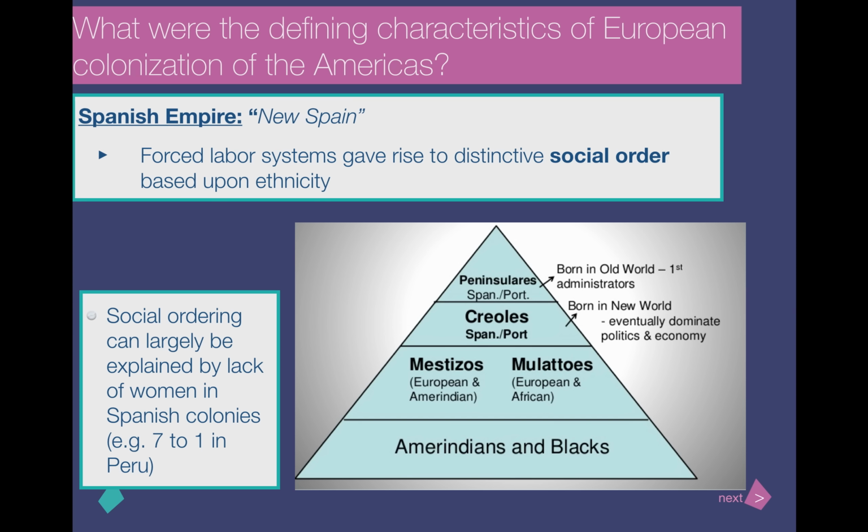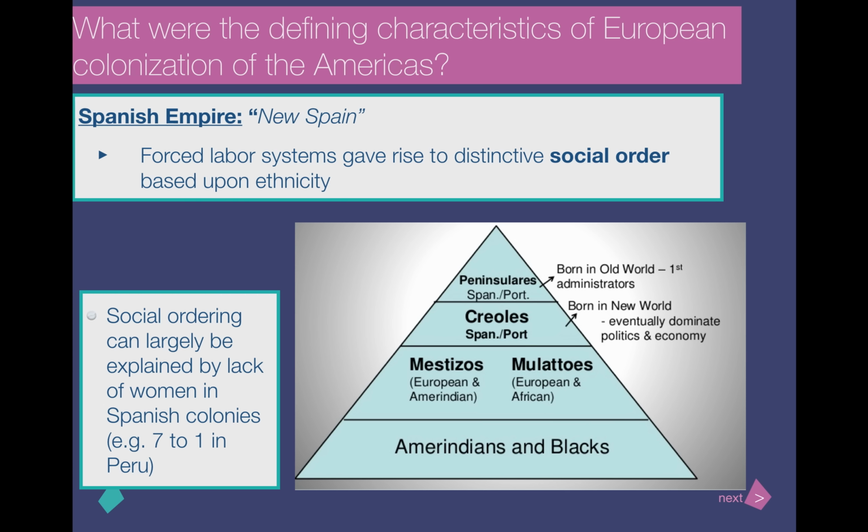Now what this led to is this very distinctive social order or social class system that was based upon ethnicity. So each one of those terms, I want you to have this chart down, but I want to make sure you know the definitions of each one of these terms as well. At the very top of this social pyramid would be the people called the peninsulars, and these were the people who were born in the old world. So these were people who were born in Spain or in Portugal, and these were the administrators. These were the highest class, and they were seen as essentially pure blood.